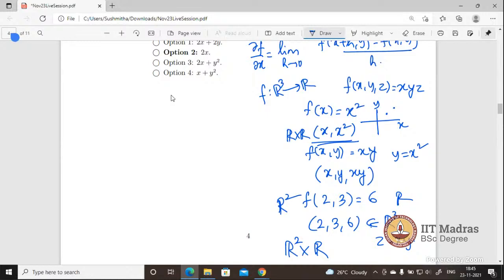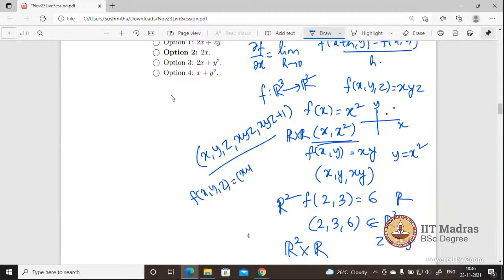On R. No, what should I plot? I should plot x comma y comma z and the value, right? So it will be in R4, right? If I have R3 to R2, what should I plot? I should plot everything, right? Say f of x comma y comma z is xyz comma xyz plus 1.